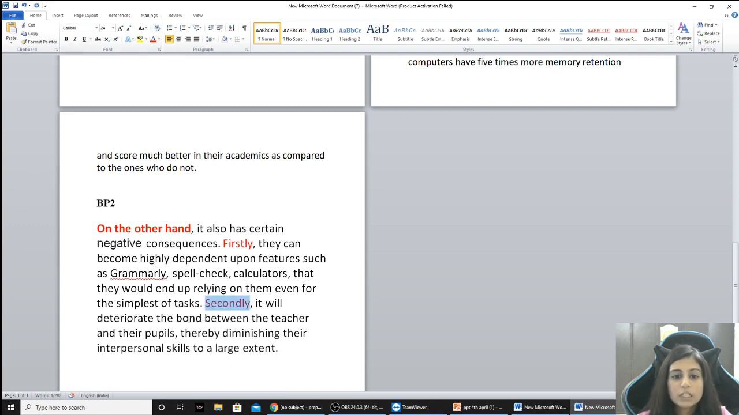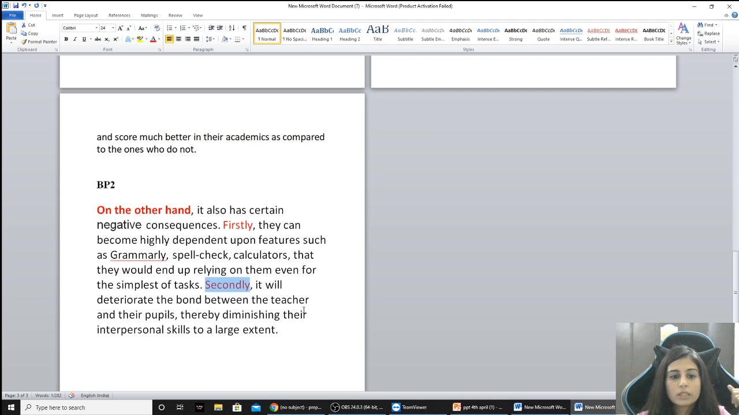Secondly, it will deteriorate the bond between the teacher and their pupils, thereby diminishing their interpersonal skills to a large extent. Here, after that, you can add one survey or an example. You can tell how people are becoming lonely because they lack interpersonal skills. They do not know how to talk to another person. They end up withdrawing themselves from the society.